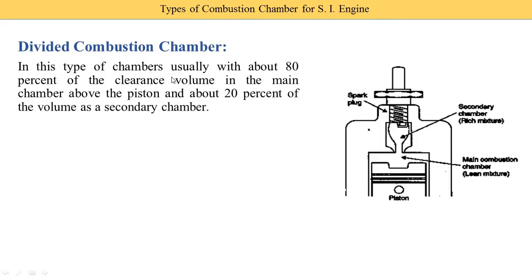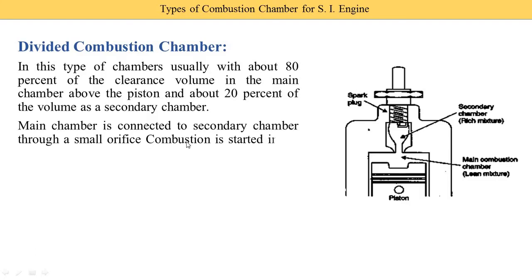In this type of chamber, usually about 80% of the clearance volume is in the main chamber, means the main chamber has 80% of the volume. Suppose the engine has 100 cc. So 80 cc is provided to the main chamber and 20% is provided to the secondary chamber. The main chamber is connected to the secondary chamber through a small orifice, and the combustion is started in the small secondary chamber. The combustion first takes place in the secondary because the spark plug is provided in the secondary chamber.